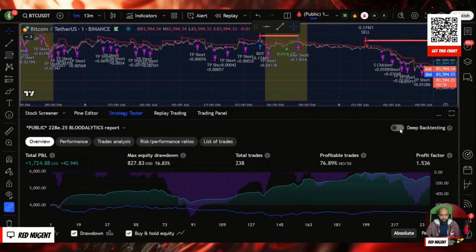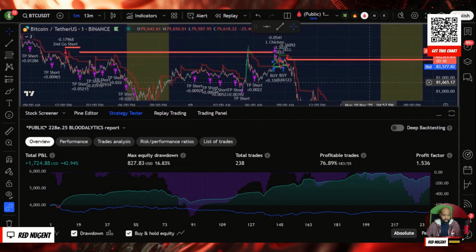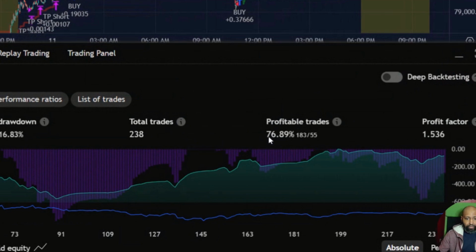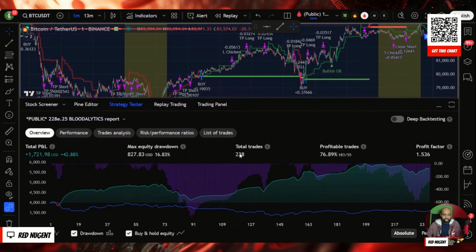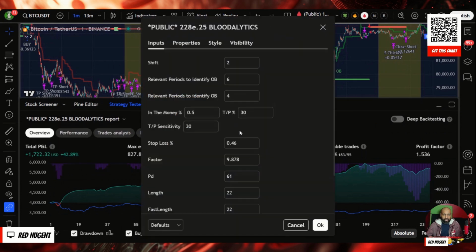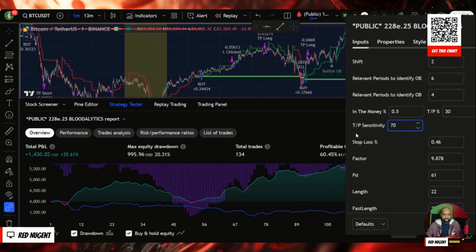Again, we know that future performance is not based on previous results, but I've calibrated this to be very, very profitable as of today. As you can see, 76% of the trades are profitable with a total of 238 trades. This is a little skewed because even a take profit is considered a trade. If I were to take the take profit sensitivity way up, so it takes less profit like this, you will see you're talking about fewer trades. Really, it's like 130 trades within 15 days.